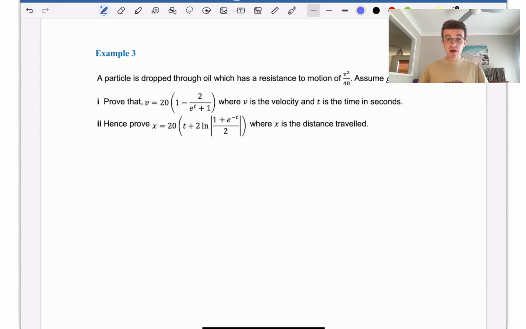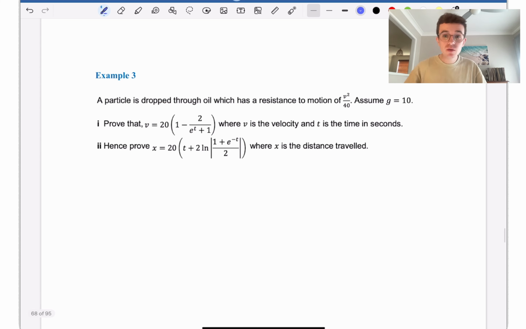Another one, we're dropping it again. So dropping it, we're treating gravity in this instance to be positive, because if I'm dropping something, then gravity is going to be assisting its fall. So x double dot is equal to mg, or we might start with mx double dot is mg minus.